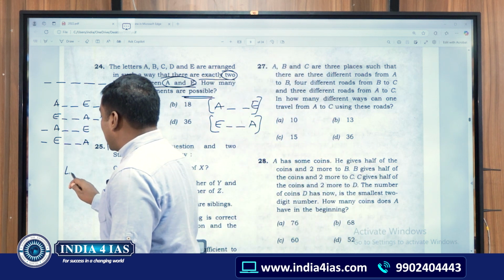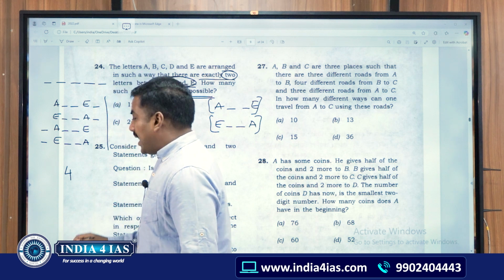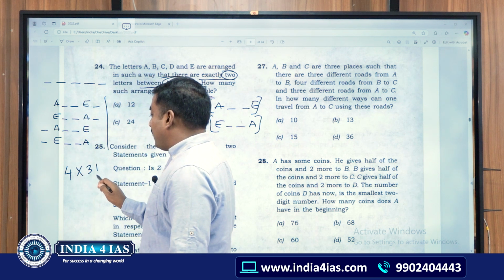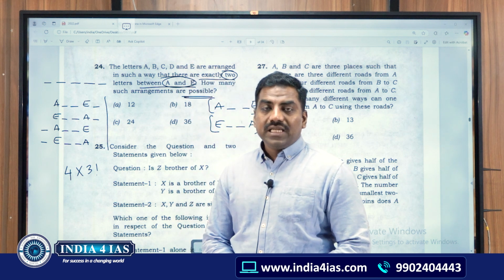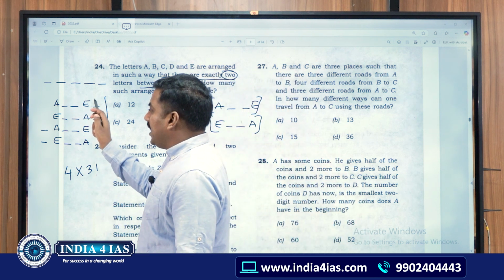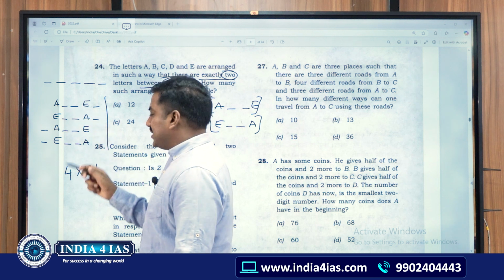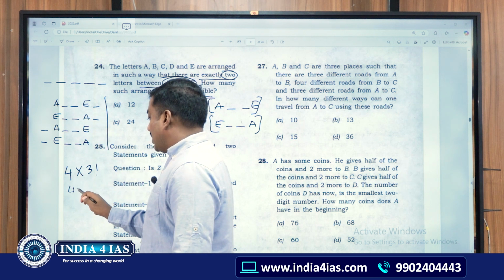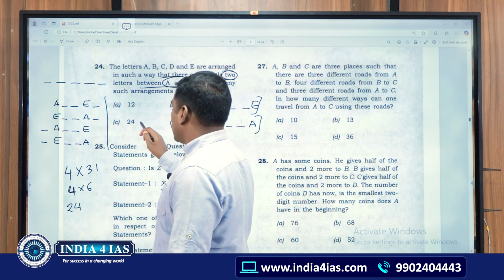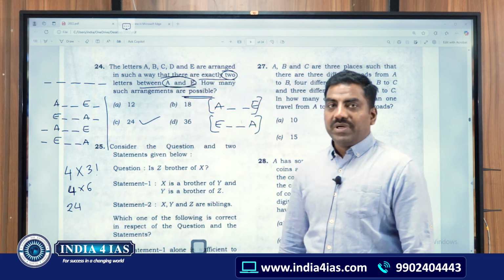So 4 such arrangements, and in each arrangement, these 3 places can be filled in 3 factorial ways. So here BCD or interchange them. So 4 into 3 factorial. 3 factorial is nothing but 6. So 4 into 6. So there are totally 24 possibilities.